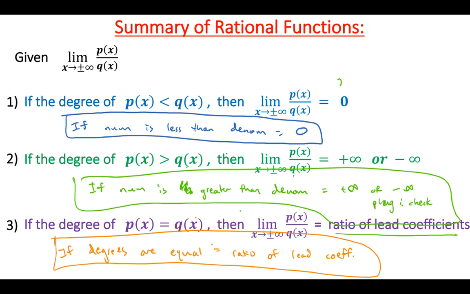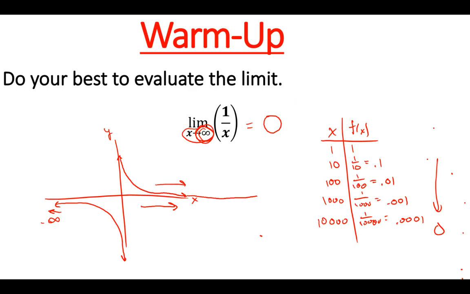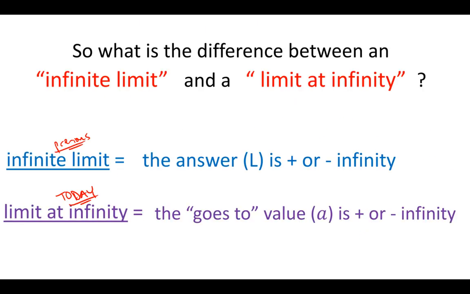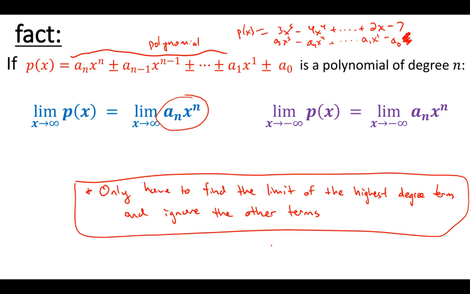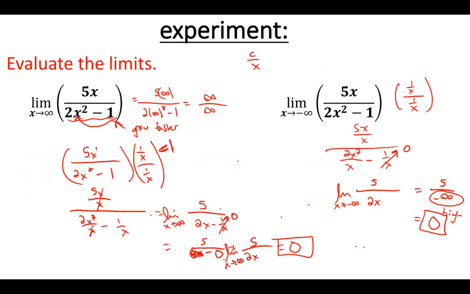And if the degrees are the same, meaning the highest powers are the same on the numerator and denominator, then the answer is going to be the ratio of the leading coefficients. So these are, again, our limit rules for rational functions. We also said that for any polynomial, which we use this notation here, of degree n, we only have to find the limit of the highest degree term, then we can ignore the rest, and that will tell us our limit of an infinite limit at infinity.